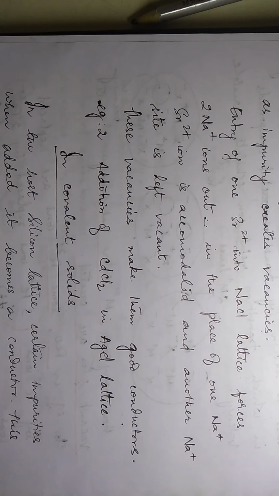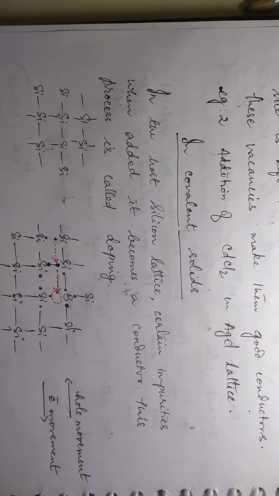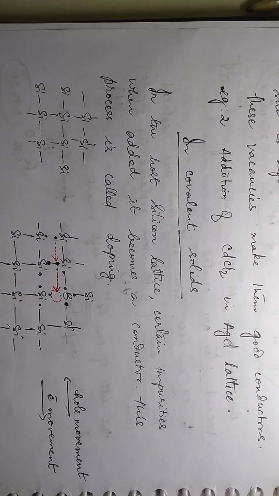Like that you can also explain in terms of addition of cadmium chloride CdCl2 in AgCl lattice, where CdCl2 is the impurity and the host lattice is AgCl, same as the kind of NaCl and SrCl2. So this is also in the case of ionic solid. Now let's come to covalent solids. Now this is a very interesting concept.